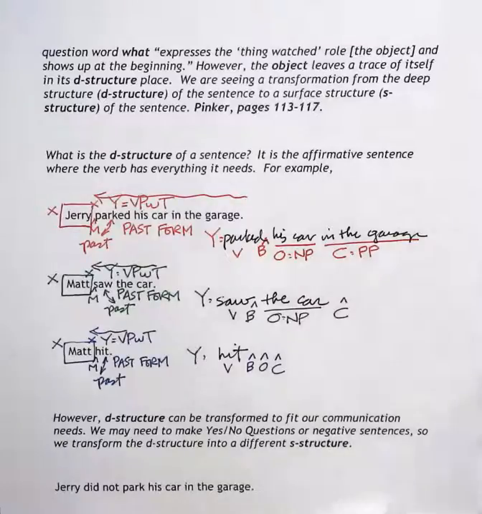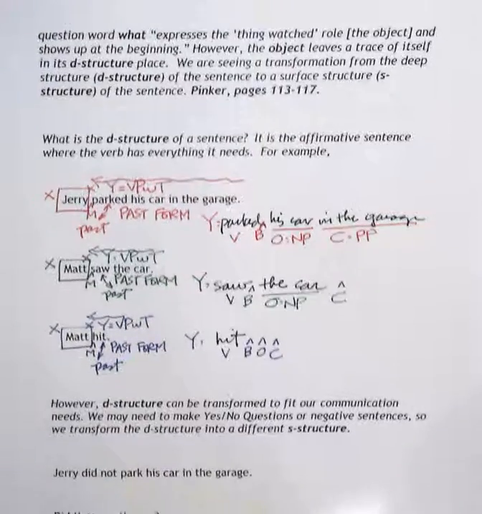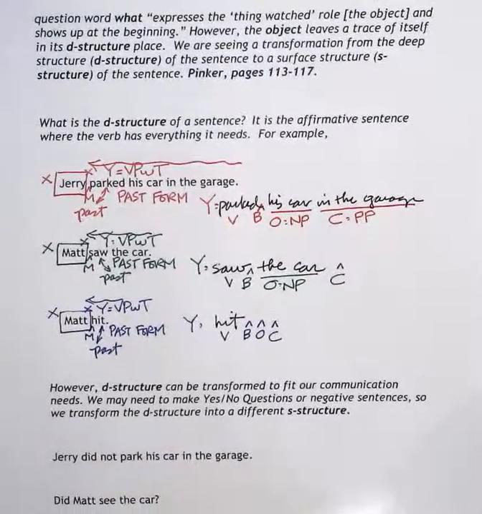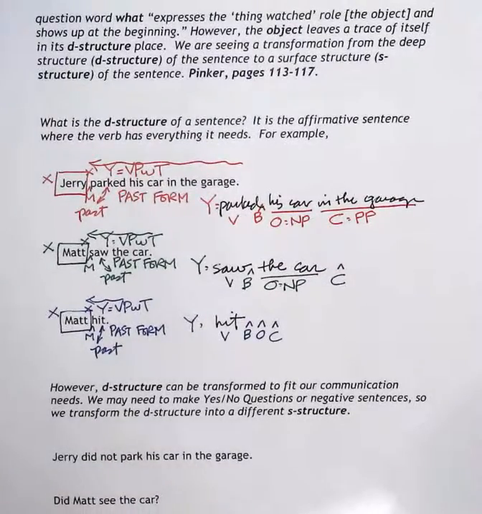But we already know that every sentence can't be affirmative. It just can't. So we have to be able to change our sentences to make them fit our communication needs. We may need to make yes/no questions or negative sentences, so we transform the D structure into a different surface structure, the actual sentence that we see.